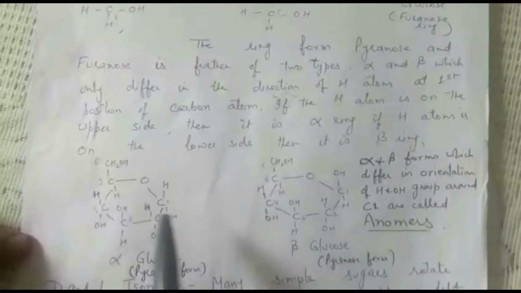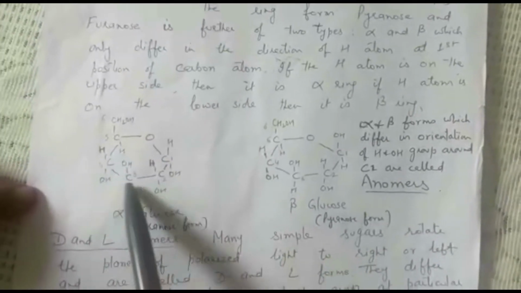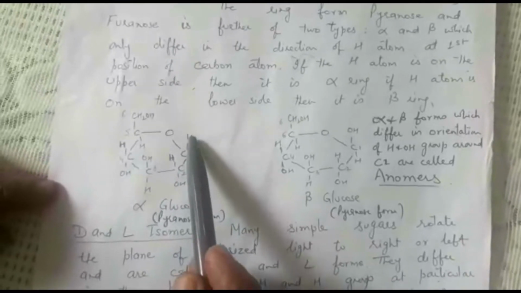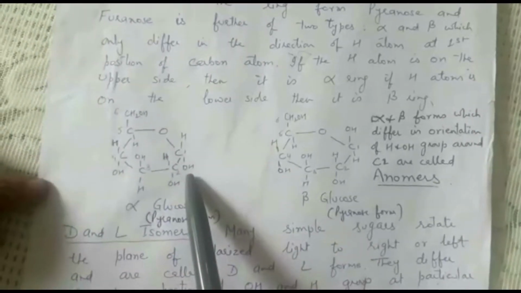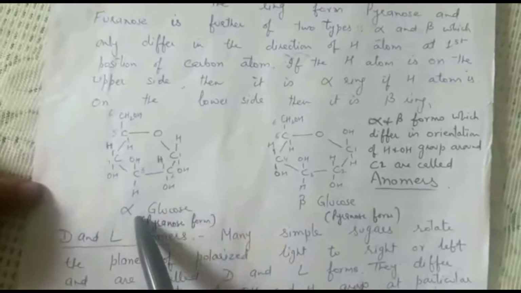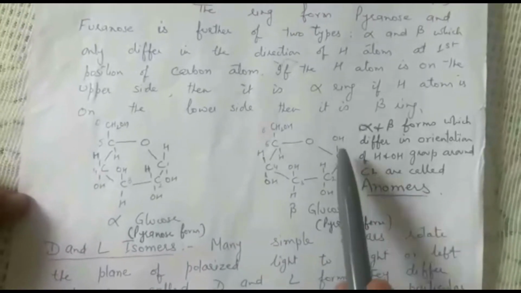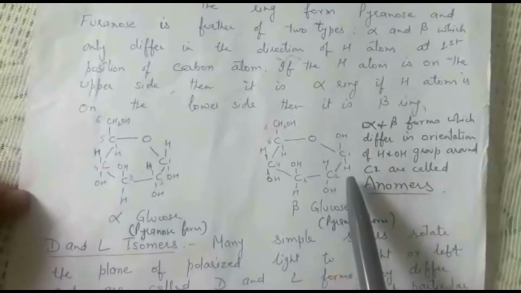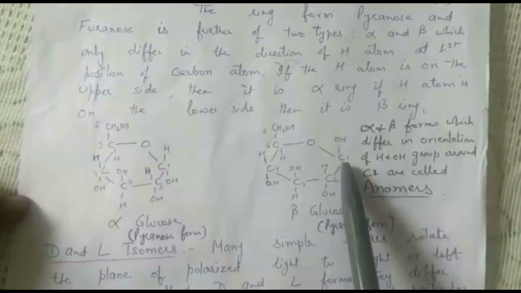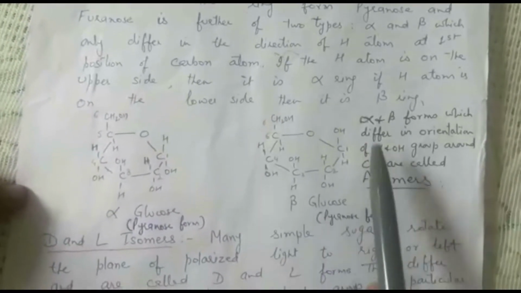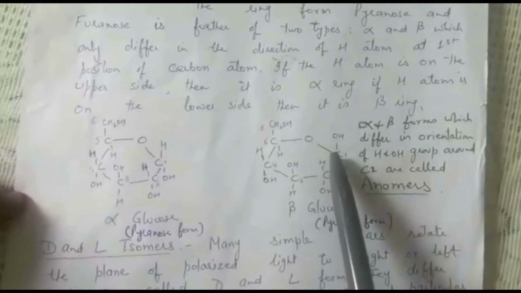So just see, this is carbon atom 1 of the pyranose ring of glucose. If hydrogen is on the upper side and OH group is on the lower side, then this is the alpha form, this is alpha glucose. If at carbon atom 1, the hydroxyl group is on the upper side and hydrogen is on the lower side, then this is beta glucose. So alpha and beta forms, which differ in the orientation of hydrogen and hydroxyl group at carbon atom 1, are called anomers.